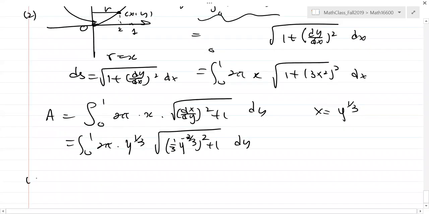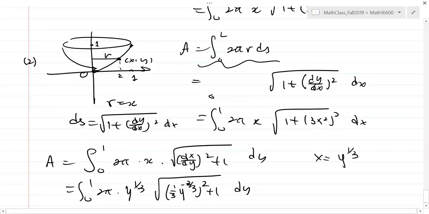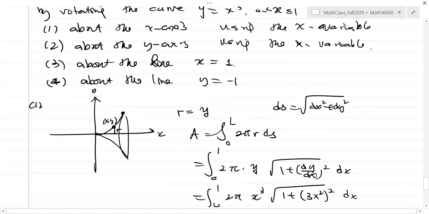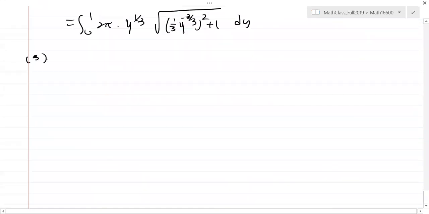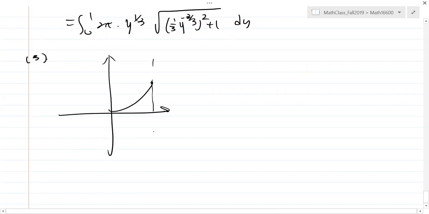Now let's look at a different problem: rotation about x equals 1. So let's take a look at this. x equals 1 is here. So the graph is totally different, right? This is x equals 1. Take an arbitrary point here, x and y. This time the radius is this part. The radius is here.